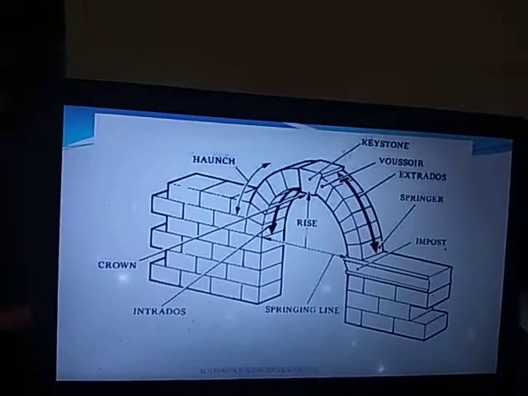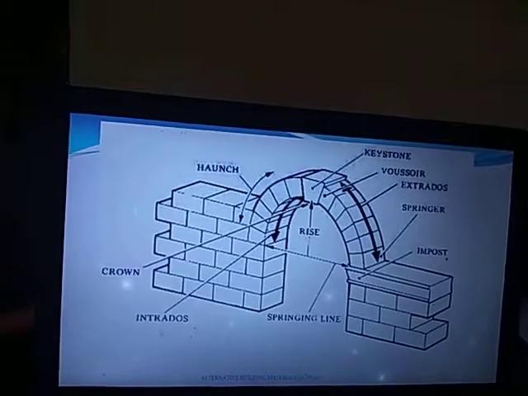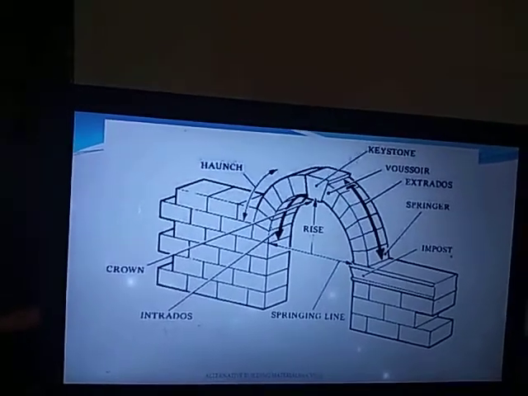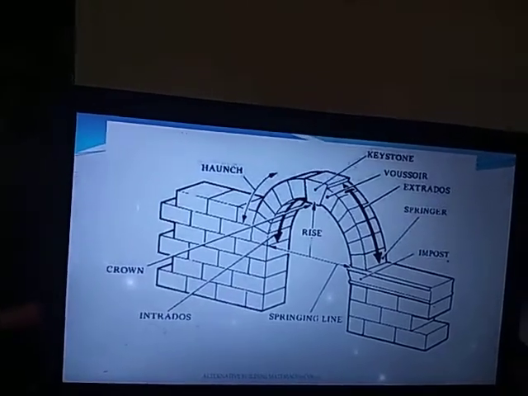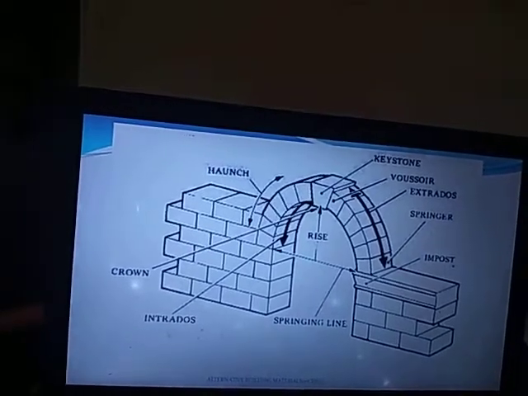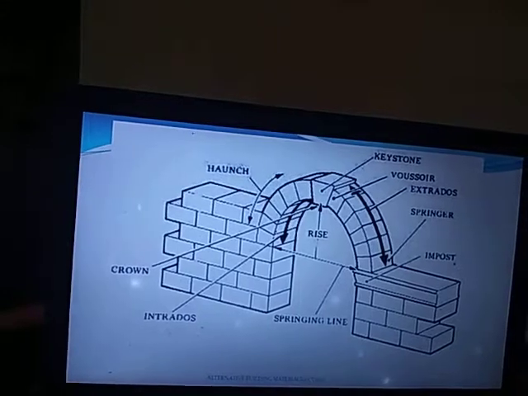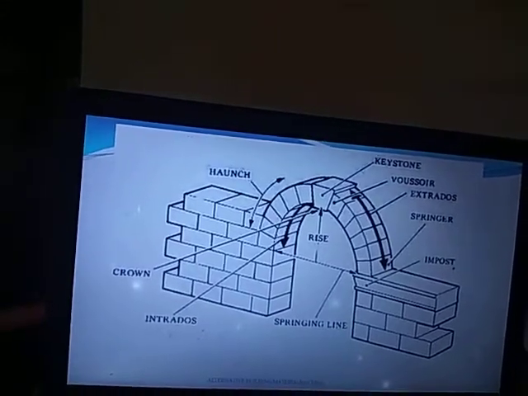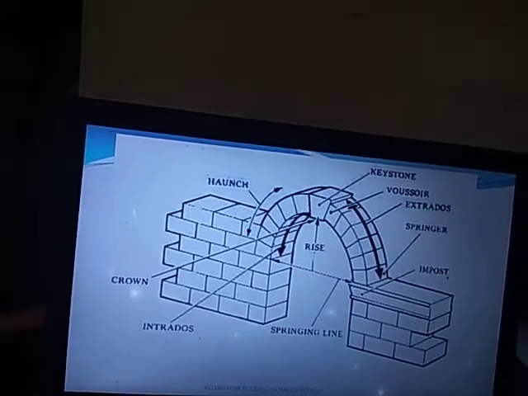Next, springer, this is the first voussoir at springing level. There will be a springer, that is the first voussoir. And next, crown, that is the highest point of the extrados. And next, key, this is a wedge shaped unit at the crown, the keystone. The starting point of the stone, that is called the keystone, which is kept at the highest point.